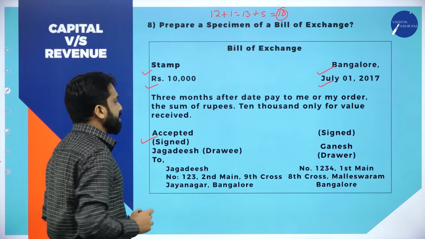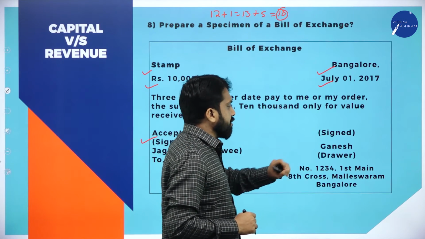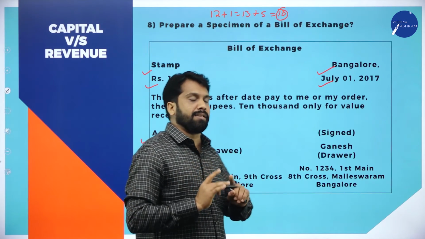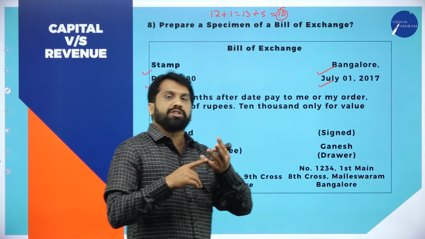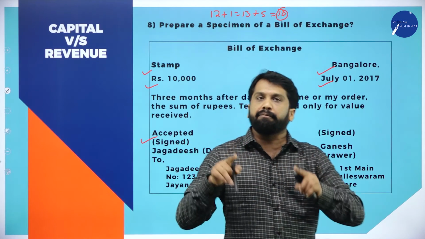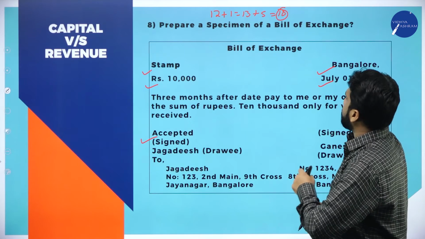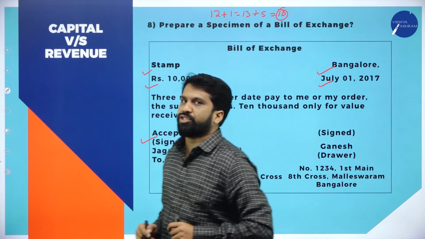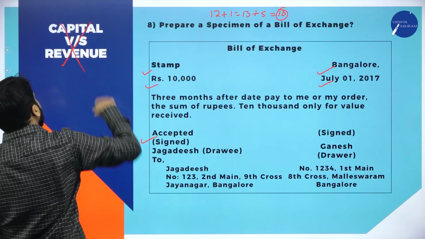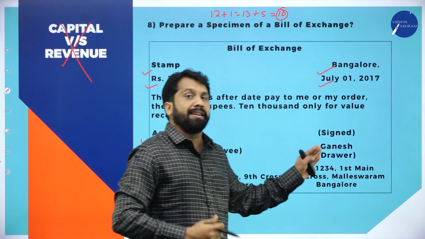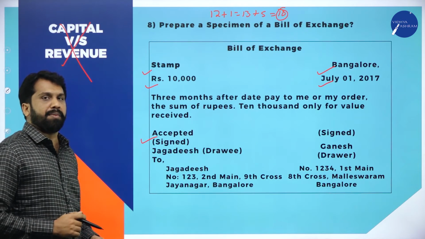Signature of the acceptor. Who is the acceptor? The buyer. Signature of the drawer. Who is the drawer? The seller. The address is given, the signature is there, the stamp is there, it is in writing, everything is maintained. This is called your specimen of bill of exchange. Clear? Yes. There is no capital versus revenue here, it is only the revenue part. Remember this. Hope you are clear with this format.